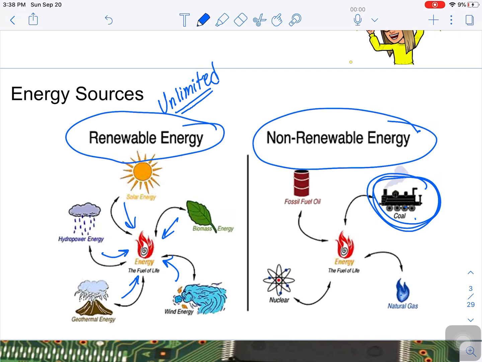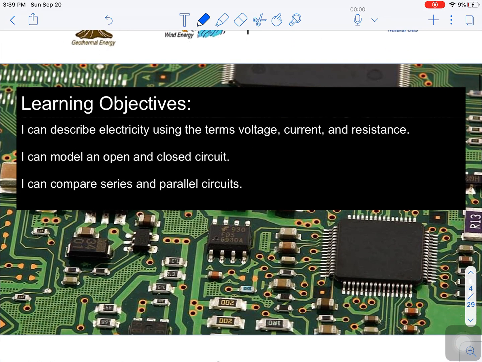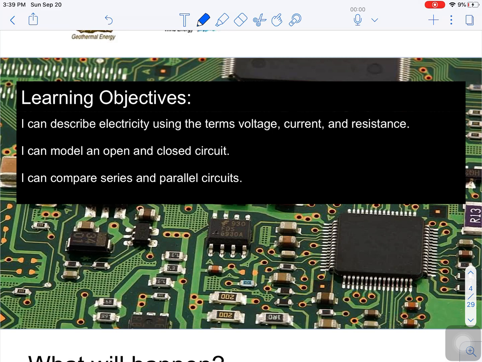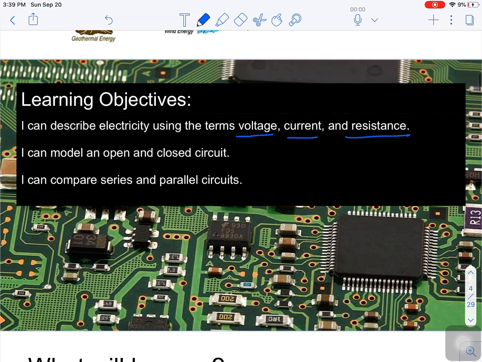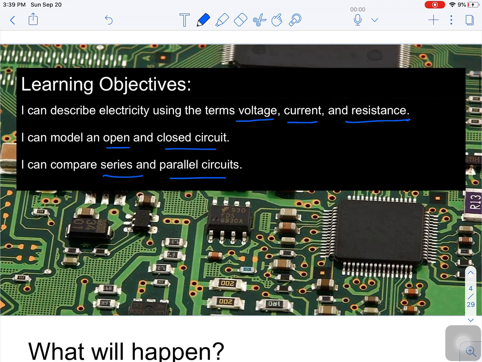So I just want you to know, electricity doesn't randomly show up. We get it from other sources because energy can't be created or destroyed. It just changes forms. So as we're learning about electrical energy, today I want you to be able to describe electricity using the terms voltage, current, and resistance. I want you to know the difference between an open and a closed circuit, and a series and a parallel circuit, because that's what we're going to be building at the end of this week.